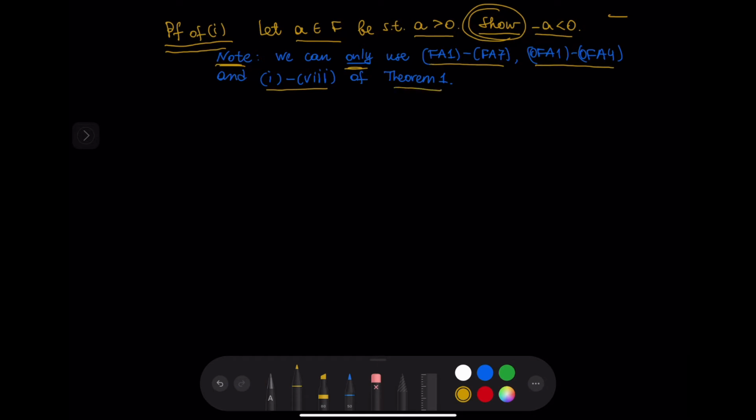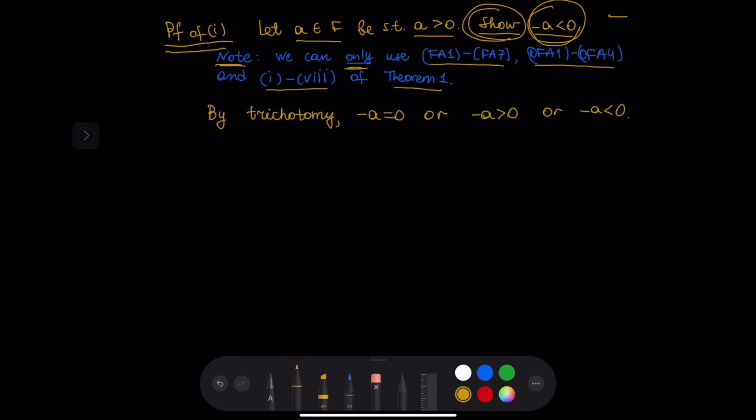Using all of these properties of an ordered field, we want to show that negative A is less than 0. So let us begin with trichotomy. By trichotomy, one of the 3 options holds. So either negative A is equal to 0, or negative A is greater than 0, or negative A is less than 0.